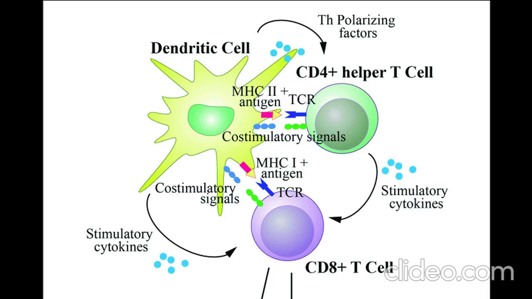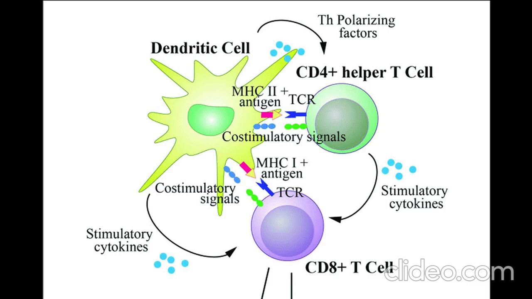Recognition. The T-cell's T-cell receptor (TCR) recognizes the antigen presented by the APC. This process is specific, meaning that each T-cell only recognizes a specific antigen. Co-stimulation. The T-cell also receives a second signal, called a co-stimulatory signal, from the APC. This signal is necessary to fully activate the T-cell.